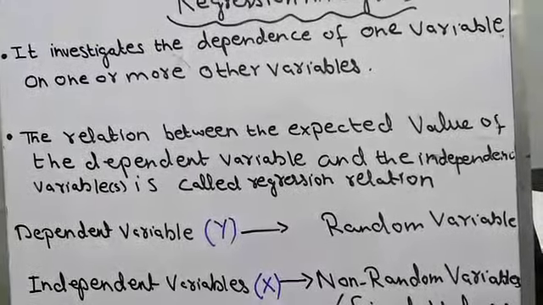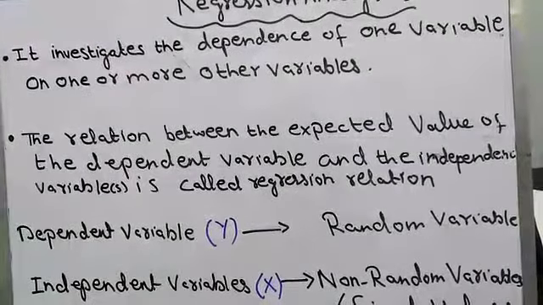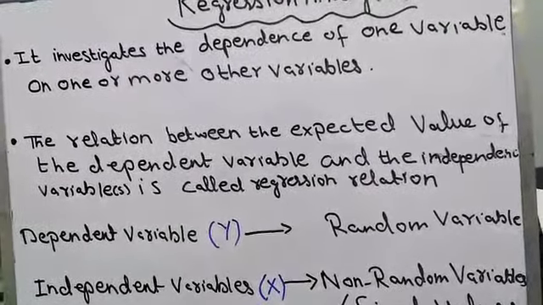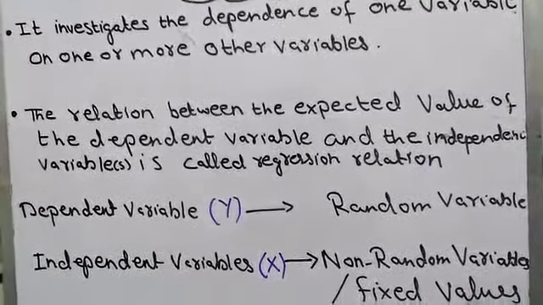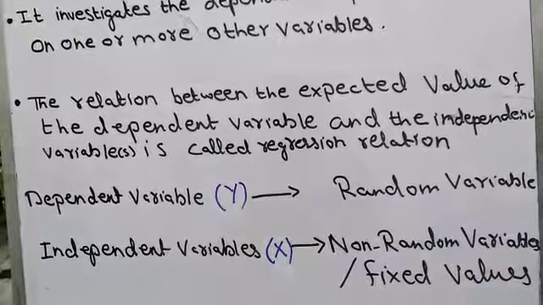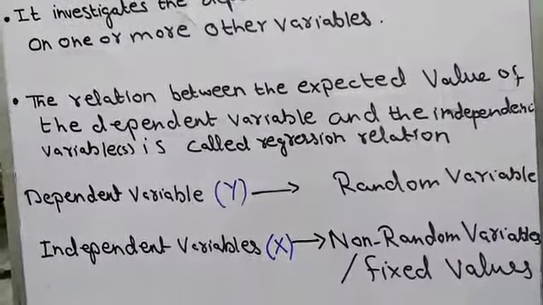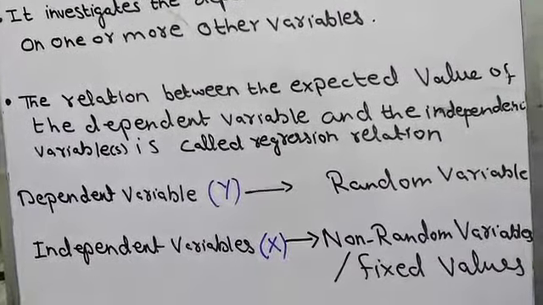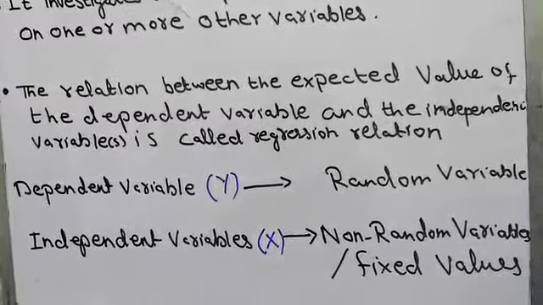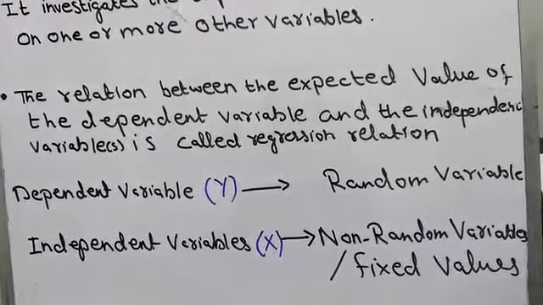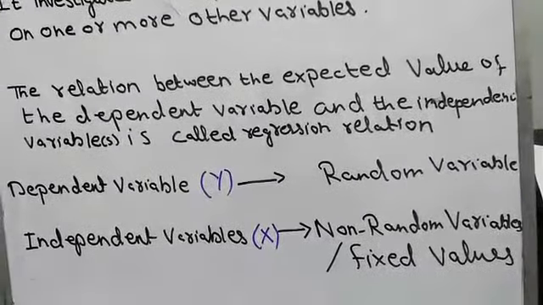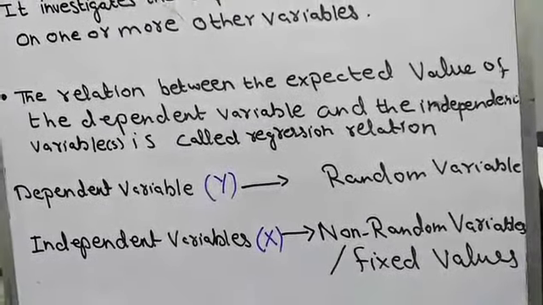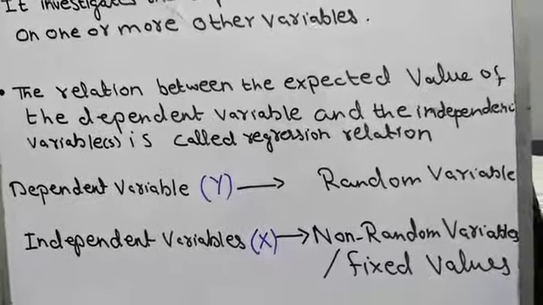The relation between the expected value of the dependent variable and independent variable is called regression relation. Dependent variable is generally denoted by capital letter Y and is assumed to be a random variable, whereas independent variables are generally denoted by capital letter X with subscript, and they are non-random variables and have fixed values.